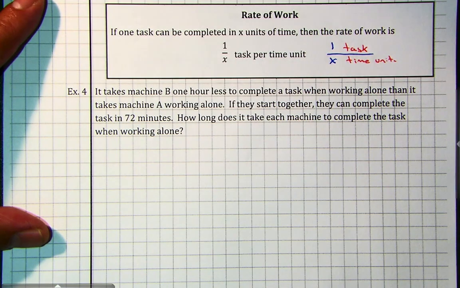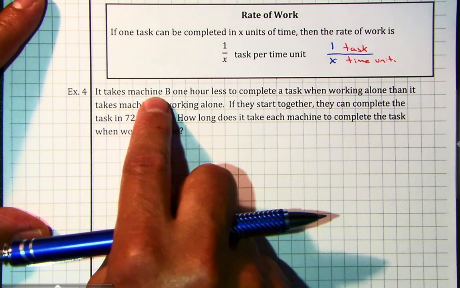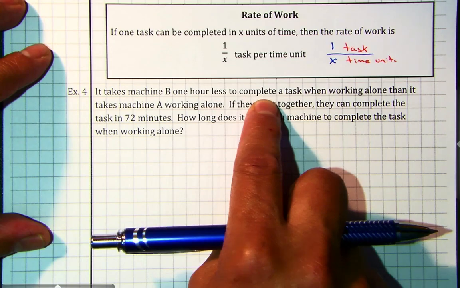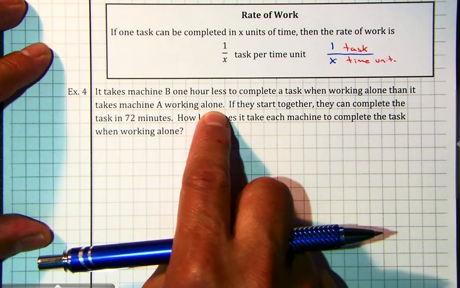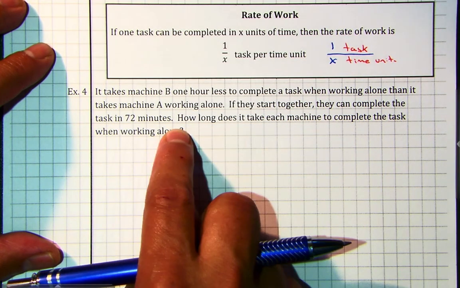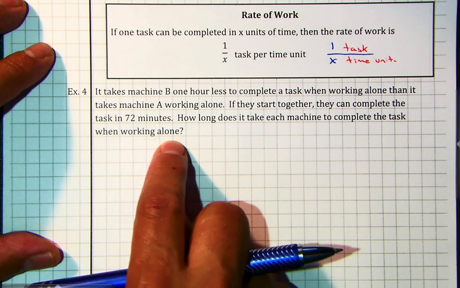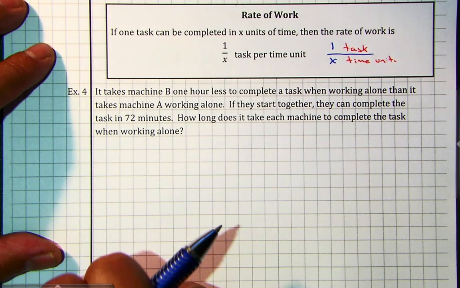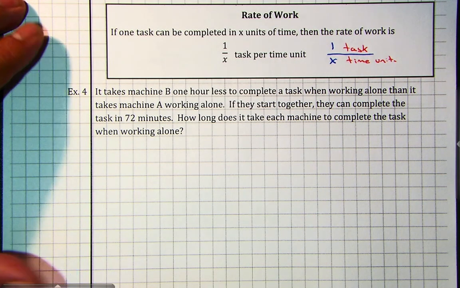But let's go through example number 4. The setup is pretty easy. Many of you guys have not seen this before, so it can be a little bit challenging. It takes machine B 1 hour less to complete a task when working alone than it takes machine A working alone. If they start working together, they can complete the task in 72 minutes. How long does it take each machine to complete the task when working alone? You got it? Can you set up an equation? Do you remember seeing something like this before?